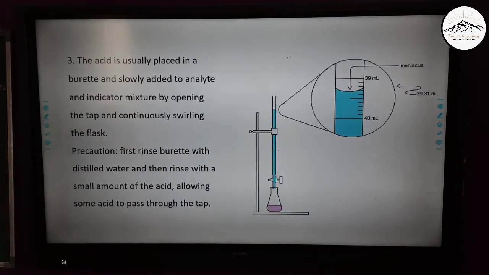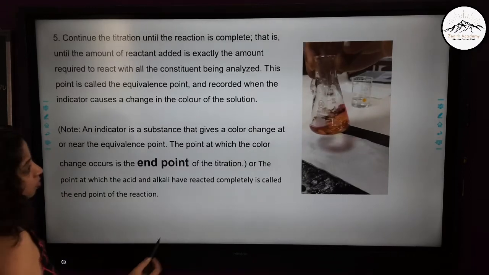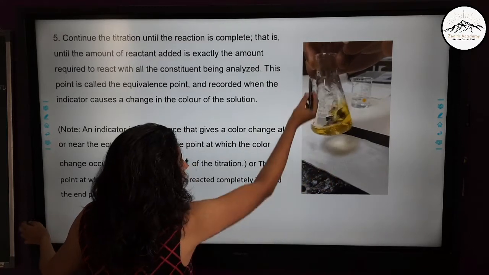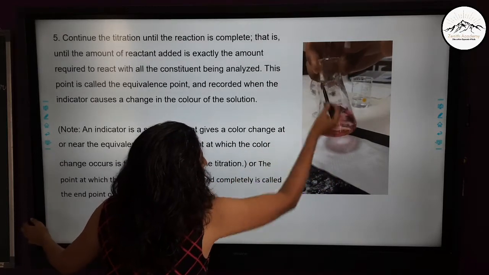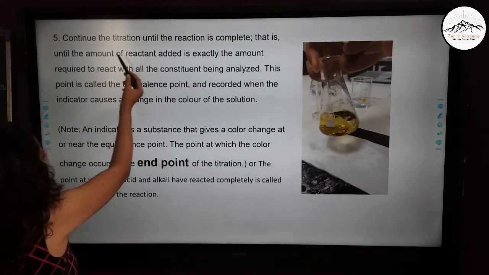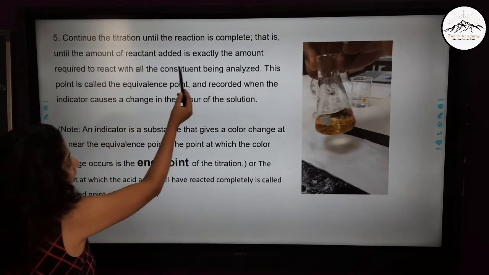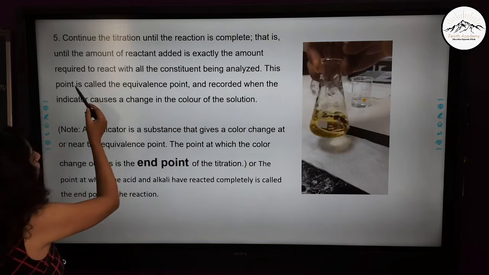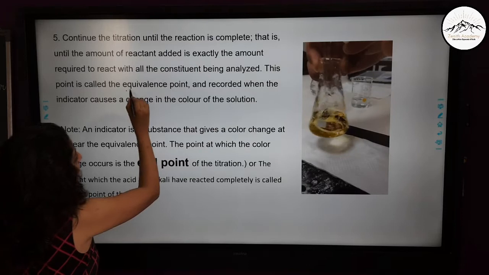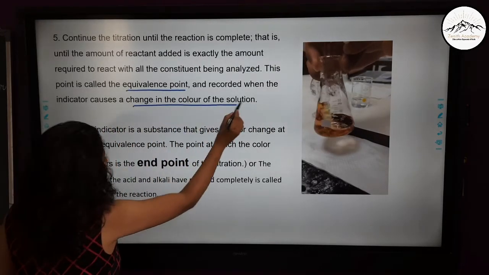Now can you see here, there is a change in color, okay, and the acid is being poured and suddenly you see it is changing from pink to yellow. So we have to continue the titration until the reaction is complete, that is until the amount of reactant added is exactly the amount required to react with all the constituents being analyzed. This point is called the equivalence point and is recorded when the indicator causes a change in color of the solution.